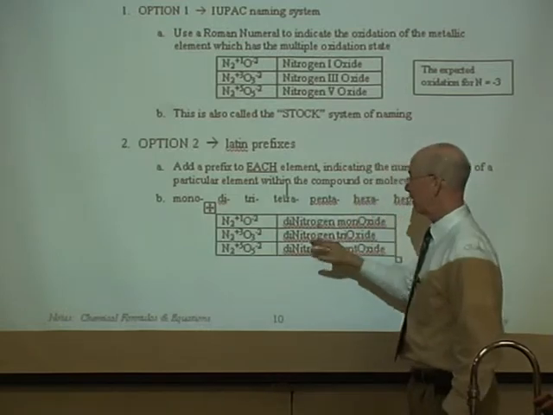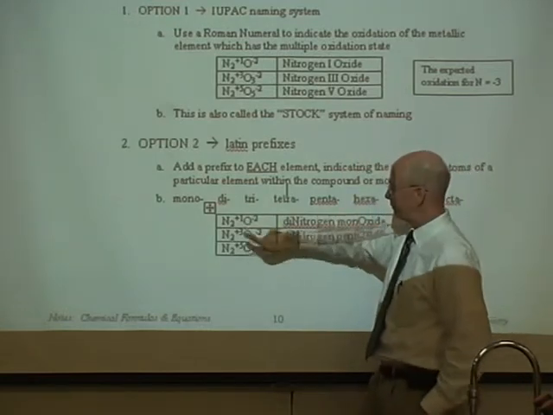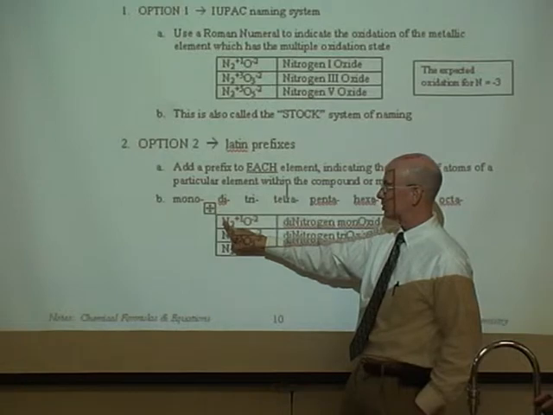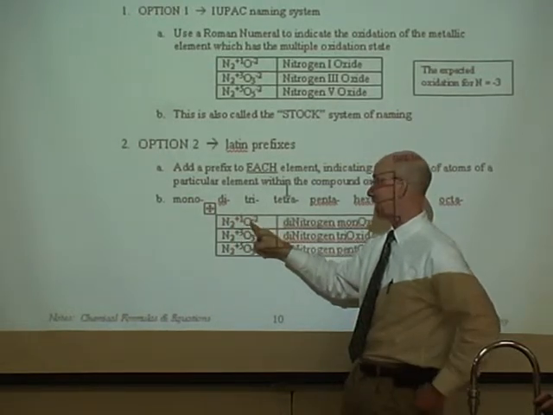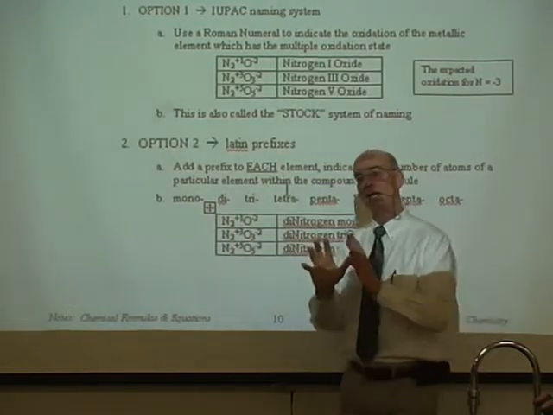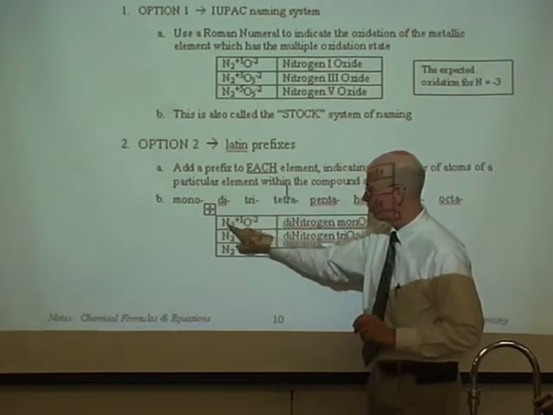Okay, let's take those same compounds that we used before, but let's name them differently. Before, the charge is +1, so I would name this nitrogen, Roman 1, oxide. But when I use the Latin, I indicate how many of each I have. Notice I have 2 nitrogens.